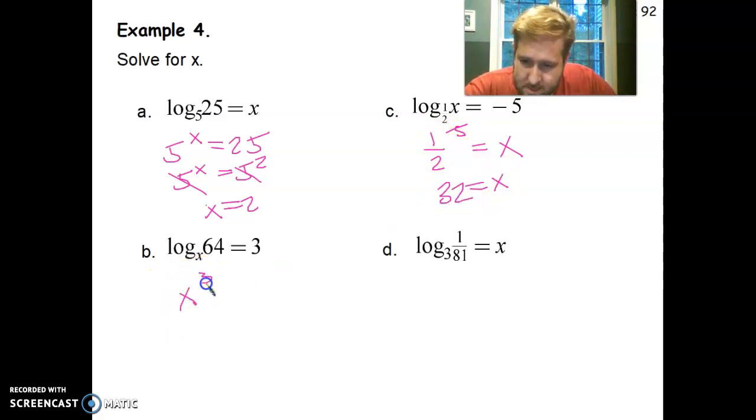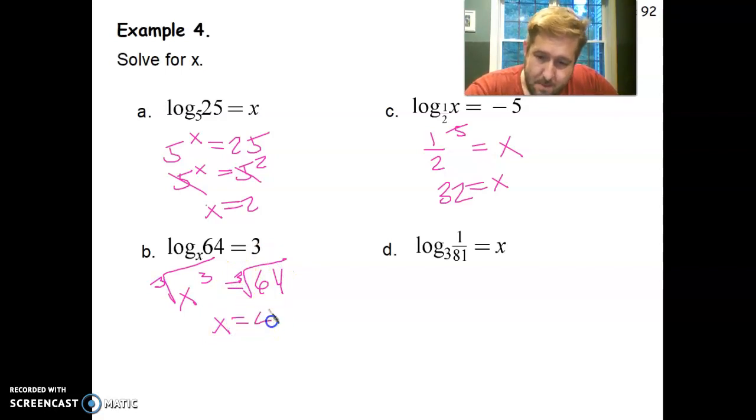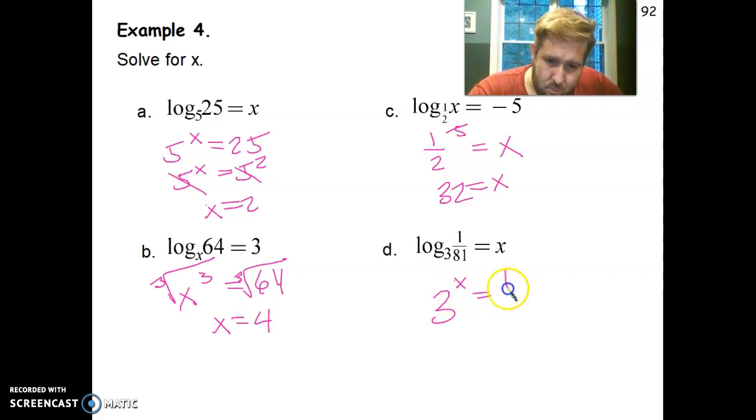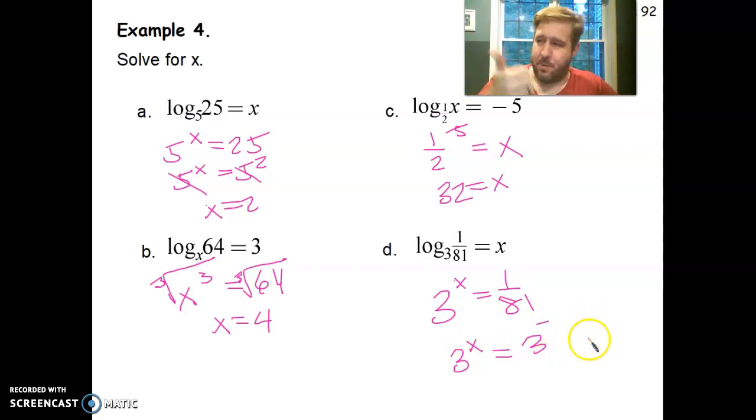For this one, we have x to the 3rd power is 64. So all you have to do is do cubic root of both sides, and that would be positive 4. Not negative 4, because remember it's cubic roots, so negative times negative wouldn't be a positive. Wouldn't work. And 3 to the x power is 1/81. So change them both to base 3. 3 to the negative, because it's 1/81. So 3, 9, 27, 81. Yeah, that sounds right. So 4th power, so x must be negative 4.